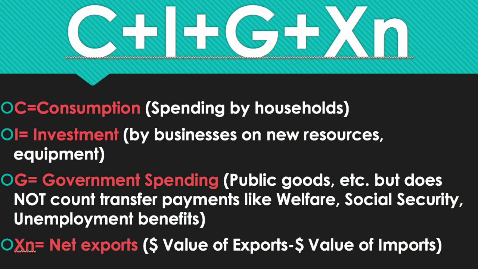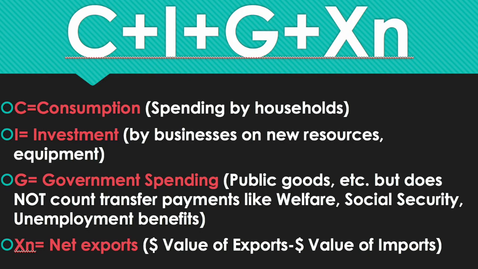The G, you can probably guess, stands for government spending. So we've talked about things that government spends money on, public goods and such. Well, we do count everything that government spends money on. However, we don't include transfer payments. And if you'll remember, transfer payments are things like welfare, Social Security, and unemployment benefits, where we transfer money from one group of the population via taxes. We transfer it to others who may need it.